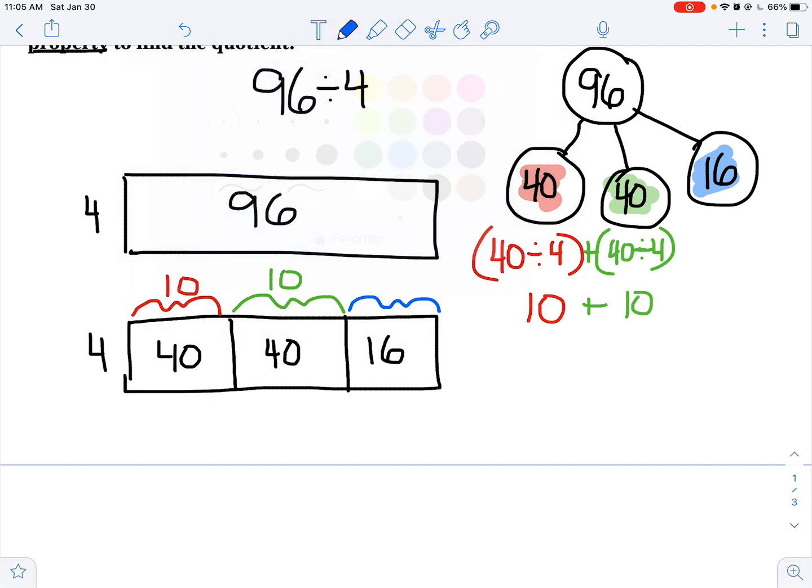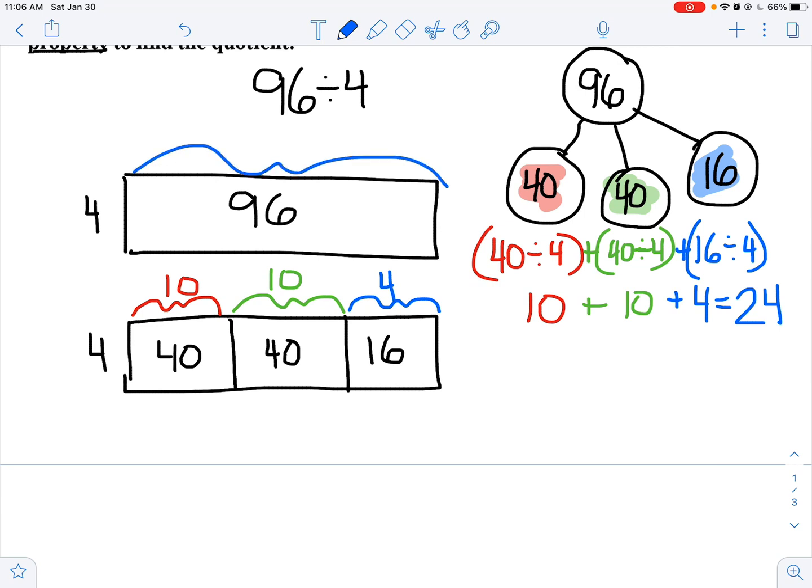Make sure we label our area model. And then I've got 16 divided by 4. And if I don't know that fact very well, I can go back to my skip counting. 4, 8, 12, 16. That was 4 times. So that's going to be 4. And I'm going to add all those up, 10, 10, 4, 24. So my total side length here, I think, is going to be 24.